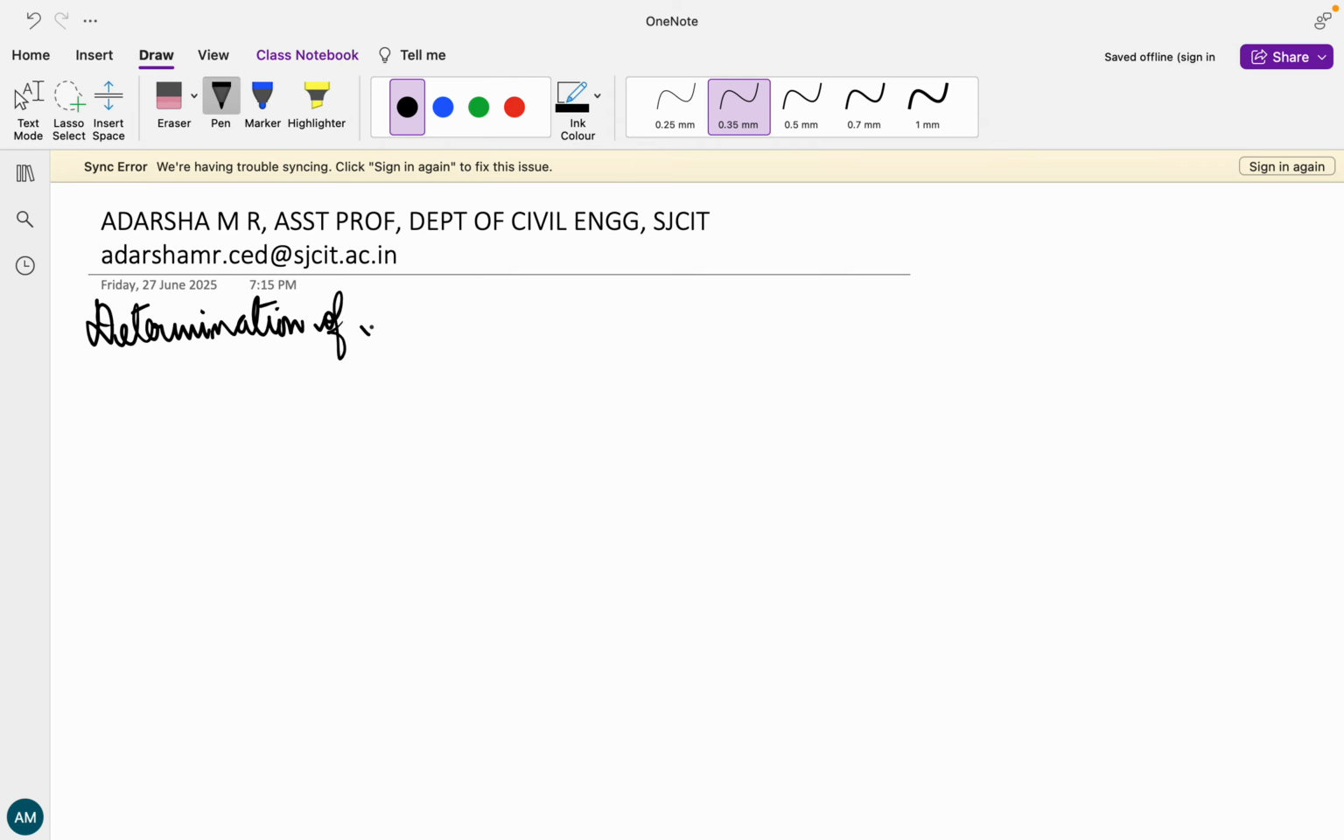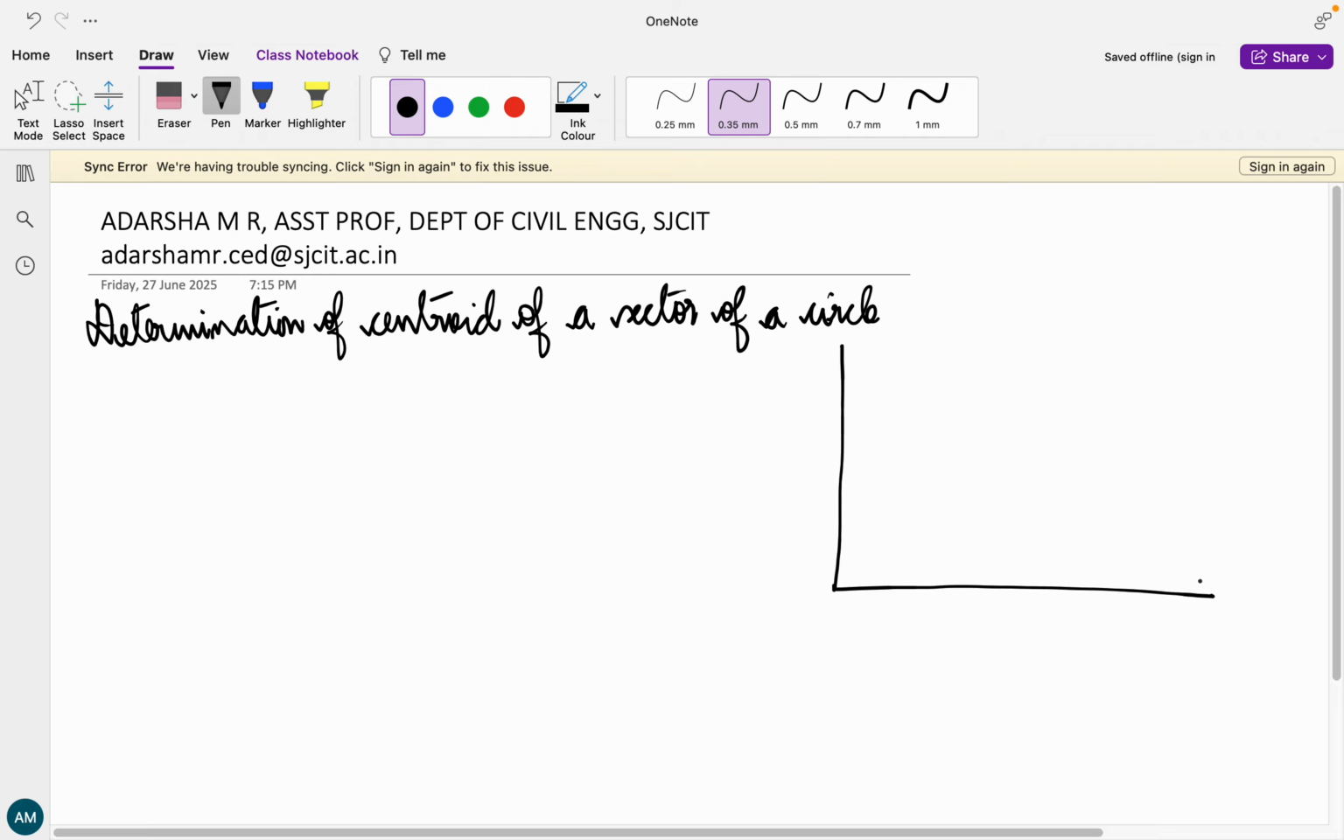Now let us determine the centroid of a sector of a circle. So here, let me consider this to be the x-axis, and this is going to be the y-axis. It's a sector, so a small piece of a circle is going to be considered. The radius of the circle is going to be, as usual, r. I'm going to consider an elementary strip like this. Okay, so this is my elementary strip.